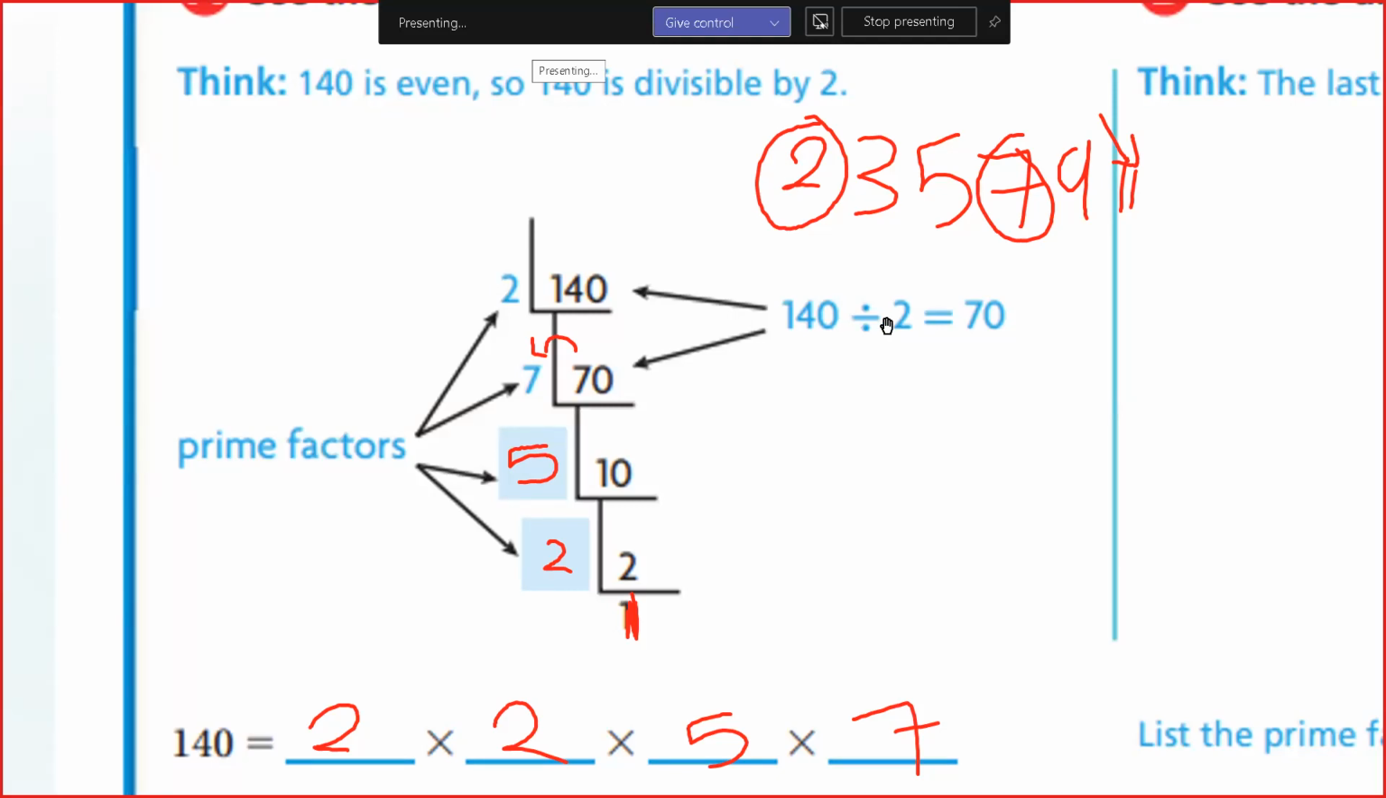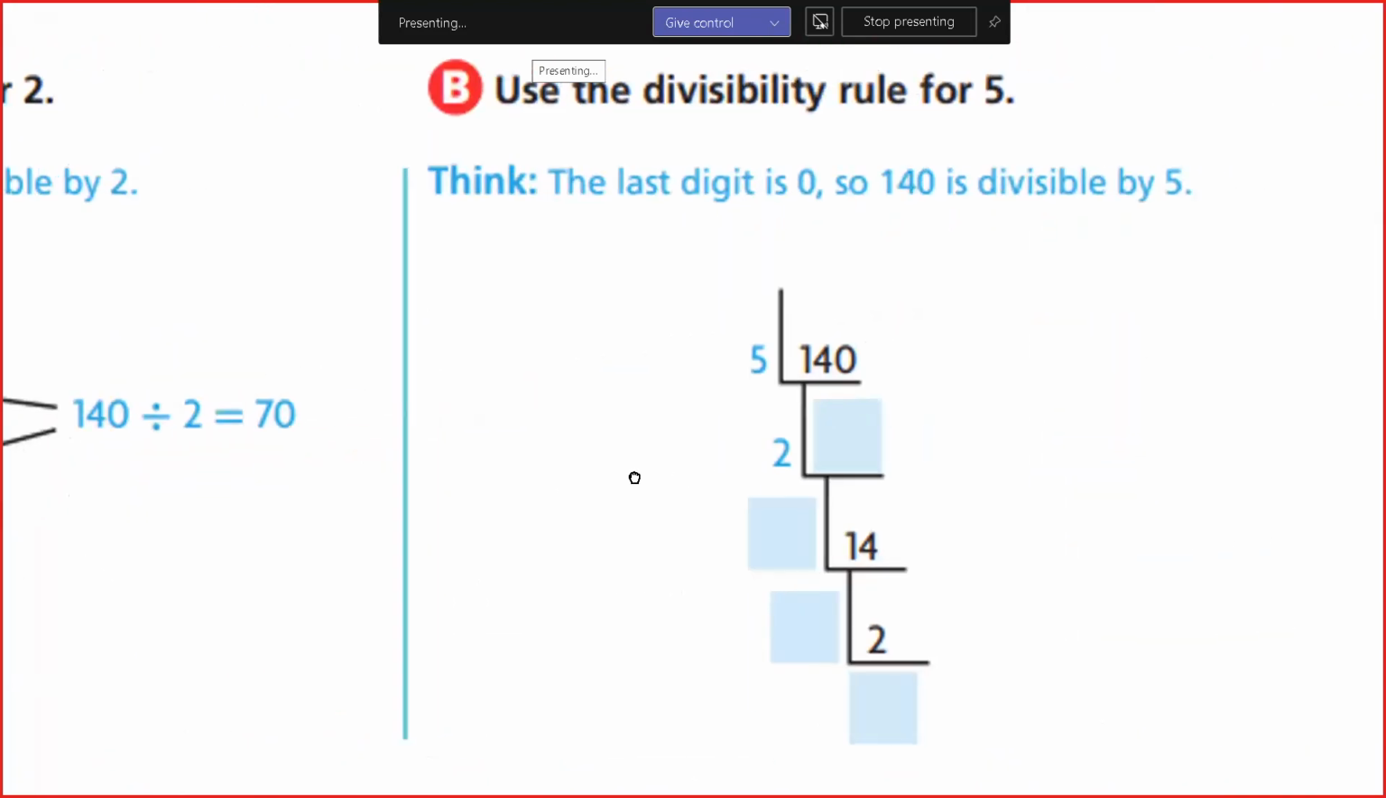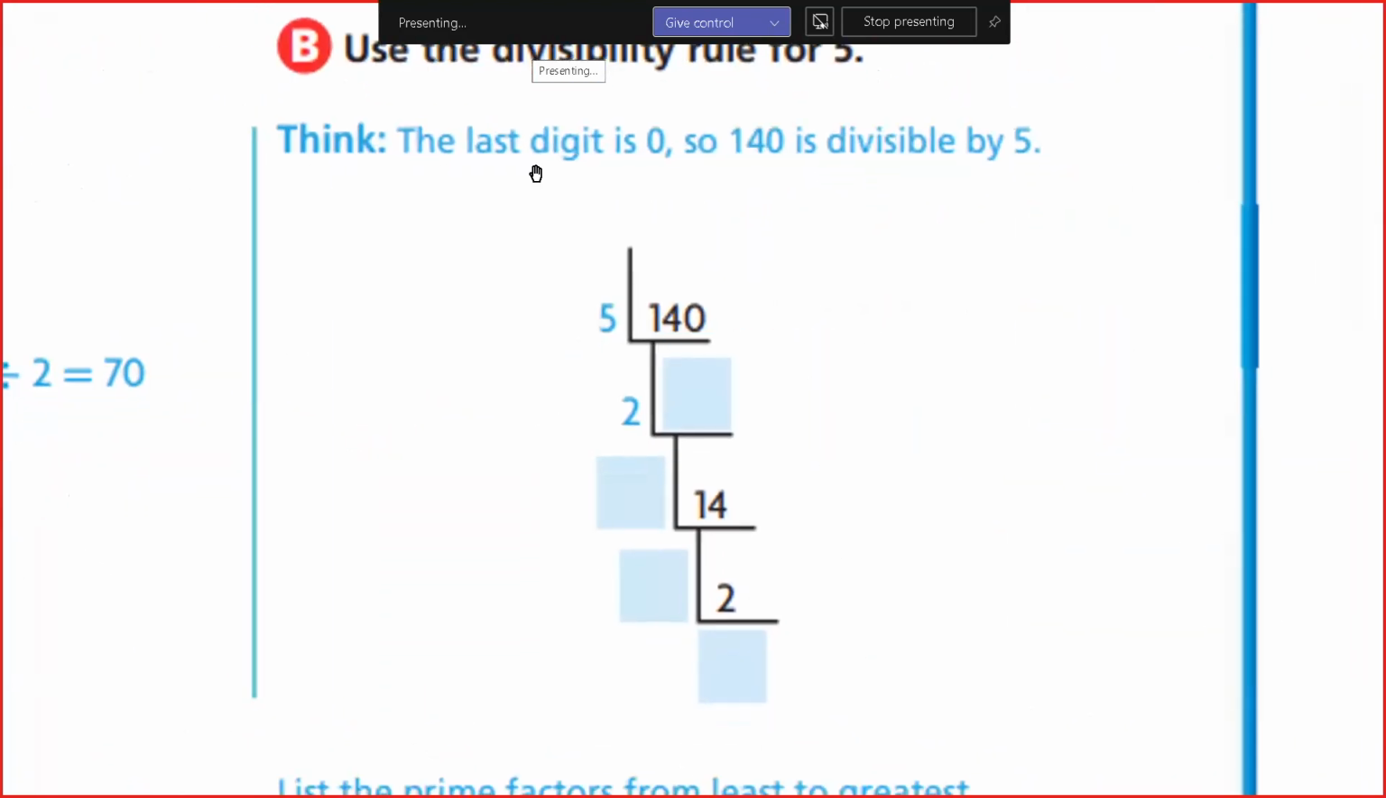Now for this one here. By the way, you can choose a new way: the tree or the ladder diagram. When I ask you to write the prime factorization, choose which method you prefer. Okay? Now think about this number, by dividing by 5. As I told you, the prime factors are 2, 3, 5, 7, and 9.